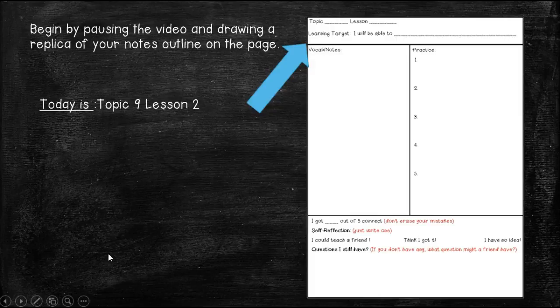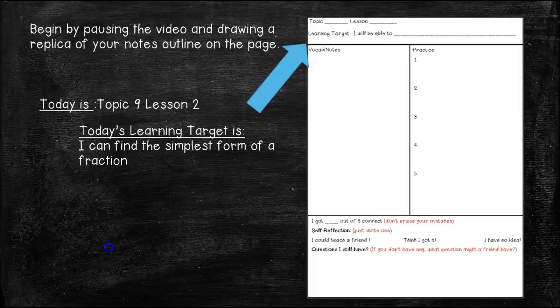Today we're going to be talking about topic 9, lesson 2, and today's learning target is I can find the simplest form of a fraction. Maybe you already know how to find a simplest form of a fraction, and that's great because yes, you did learn that in fourth grade. And most of topic 9 is just a review of the things we did in fourth grade with fractions, so then we can begin working on multiplying and dividing them.